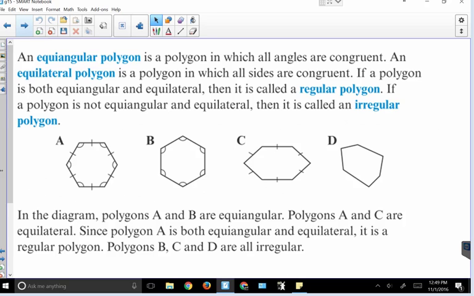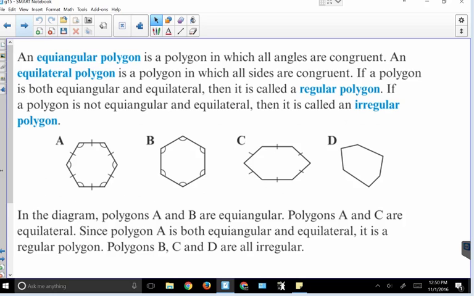Equiangular polygon is a polygon in which all angles are congruent. Equilateral polygon is where all sides are congruent. And if a polygon is both equiangular and equilateral, it's called regular. If a polygon is not equiangular and equilateral, it's irregular.